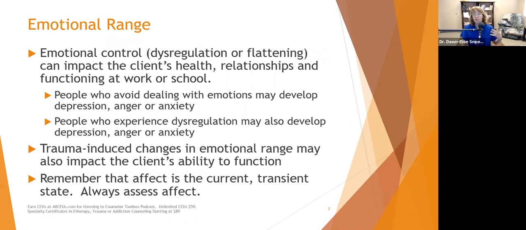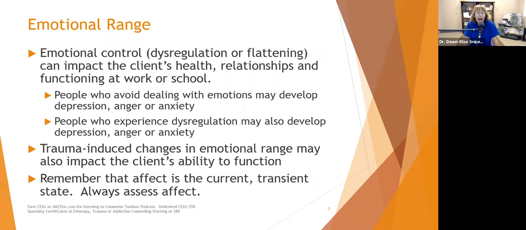It's important to remember that trauma-induced changes in emotional range may also impact the client's ability to function. Remember, for example, with PTSD, you may have people who withdraw and become emotionally numb. You may also have higher levels of irritability and aggression in some people with PTSD. So we do want to be aware, and PTSD can lead to brain changes that contribute to emotional dysregulation. Always take into account trauma if it's presented in the vignette.